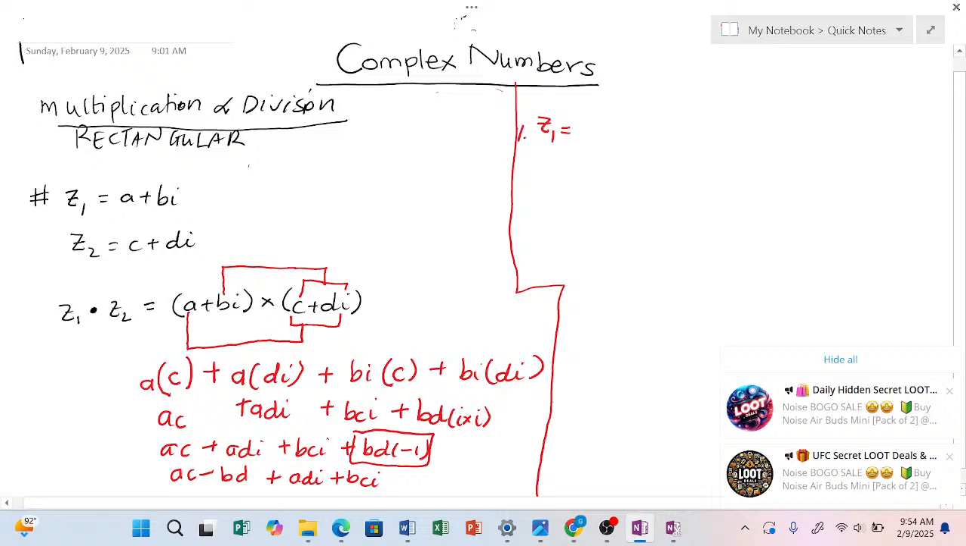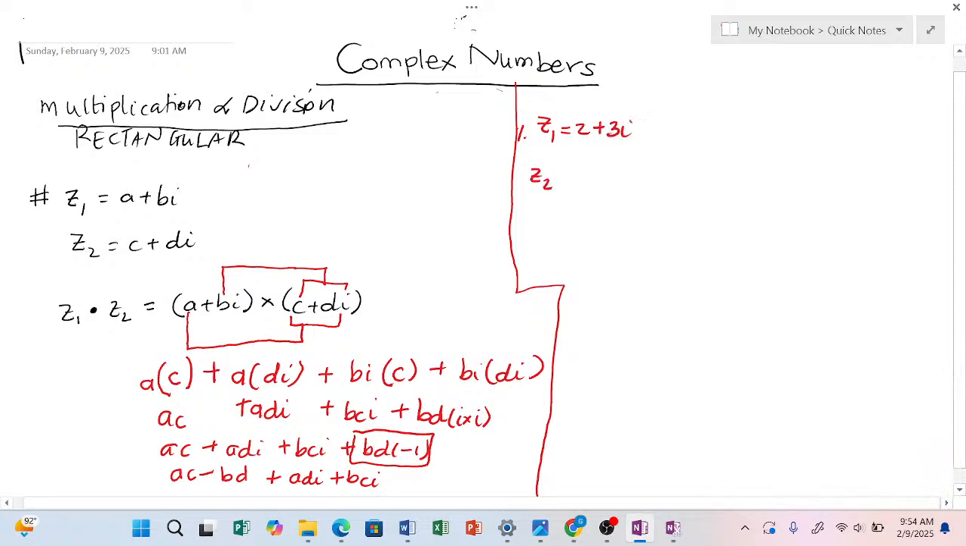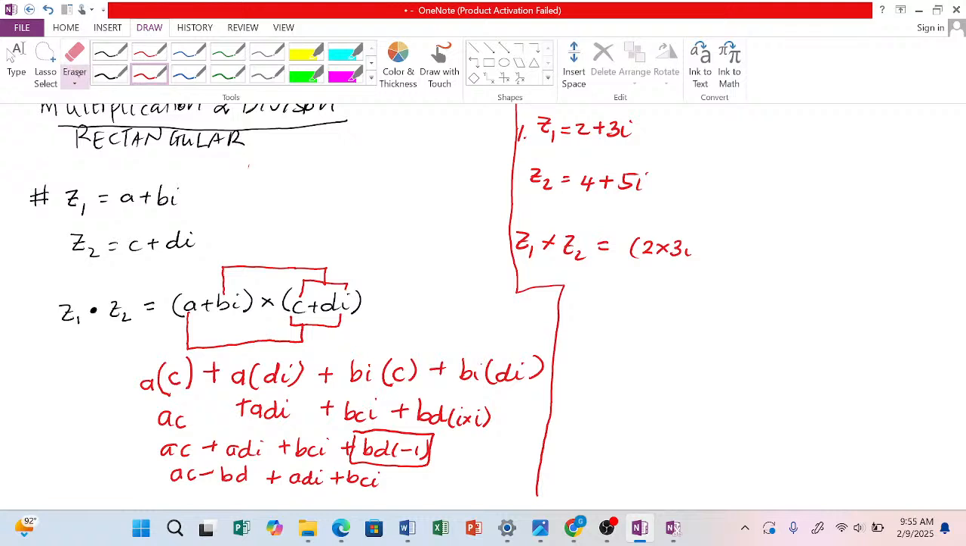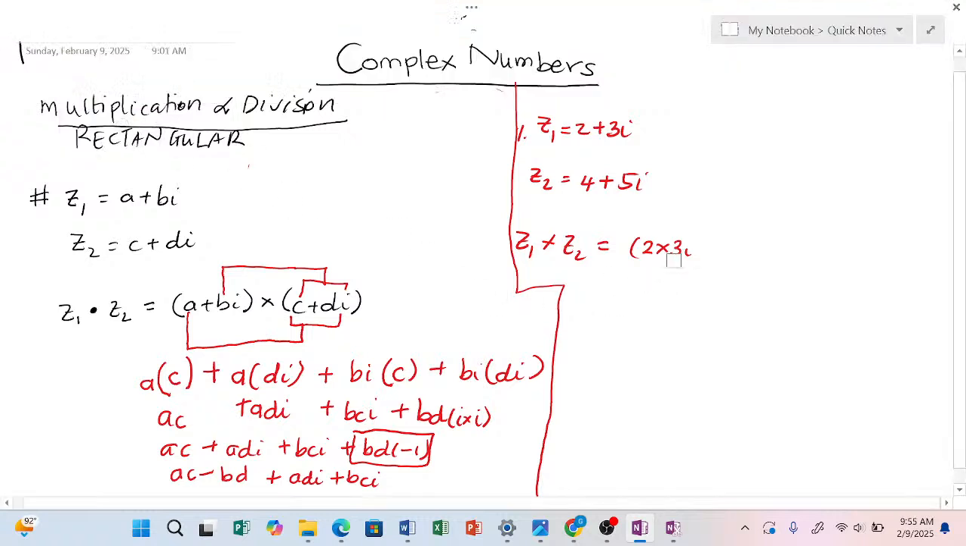Example one: I have z1 equal to 2 plus 3i, and z2 equal to 4 plus 5i, and this is multiplying. So z1 times z2. Let me erase this, forgive me. So 2 plus 3i times 4 plus 5i.